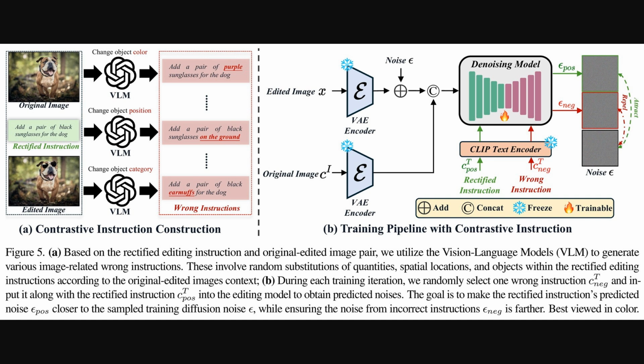Then, Panel B on the right shows the training pipeline where both these correct and incorrect instructions are used. A denoising model, which is a system trained to clean up or generate images by removing noise, learns to get closer to the edit suggested by the correct instruction and further away from the one suggested by the wrong instruction, using that triplet loss function we mentioned earlier.